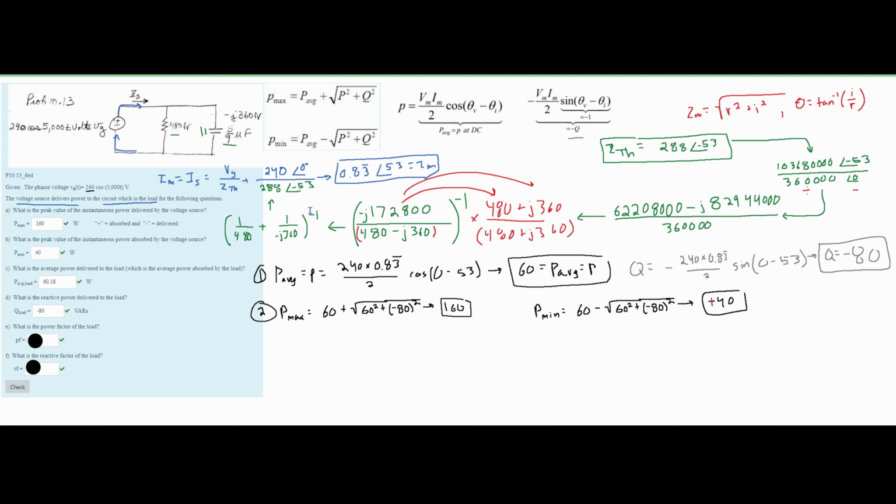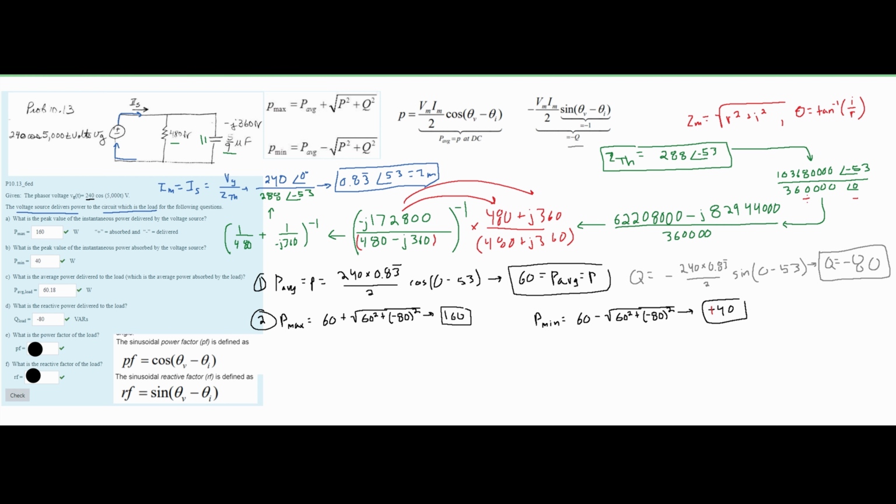Now, to solve for part E and part F, we're going to have to look in the notes again, section 10.2 at the very end. This is where we have the equation for our power factor and for our reactive factor. Our theta V, we know to be 0 degrees, and our theta I, we know to be 53 degrees. So we're just going to plug both of these into the equations. For part E, we're going to get 0.6 for the power factor of the load. And for part F, the reactive factor of the load, we're going to get approximately negative 0.8. And that's how you would go about solving this problem.